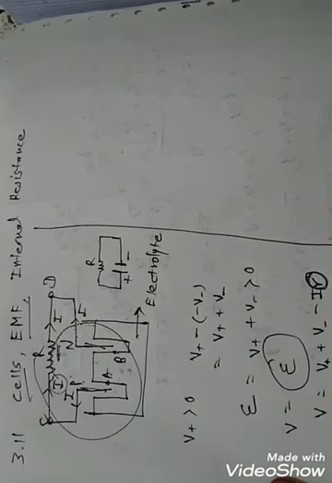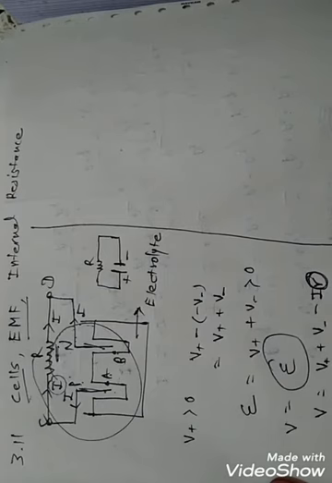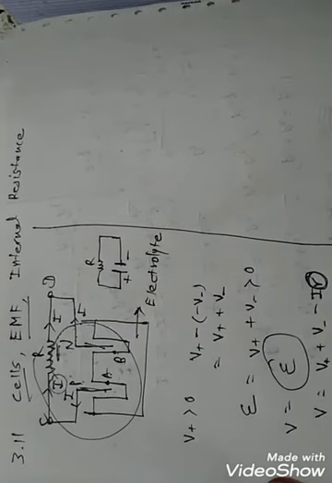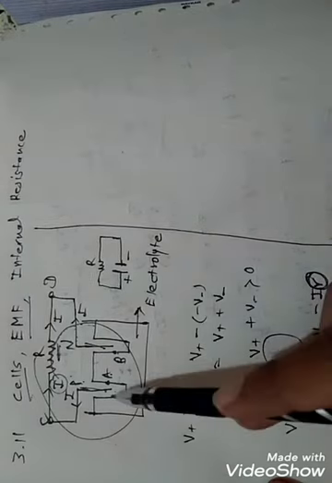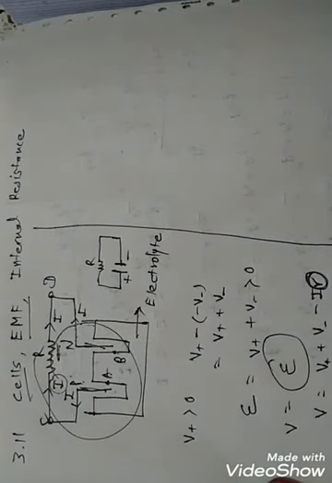In practical terms, the internal resistance of a cell in a circuit may be neglected when the current I is very small. The actual value of the internal resistance varies from cell to cell. The internal resistance of a dry cell is much higher than that of a common electrolyte cell.